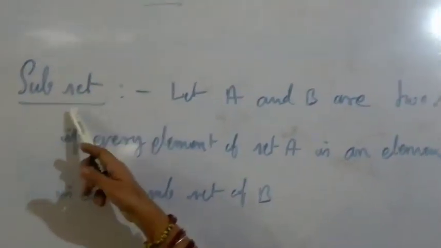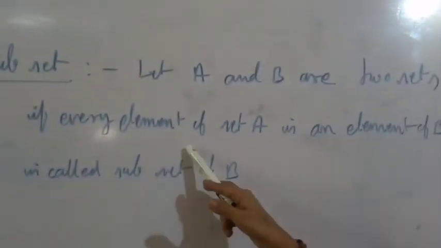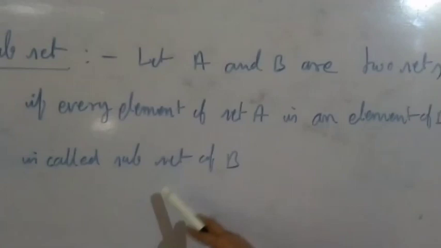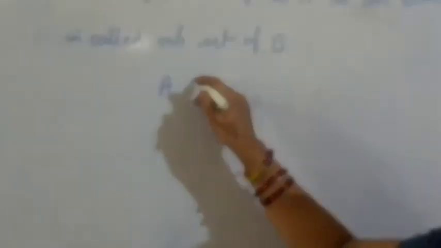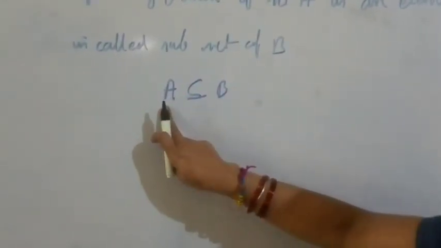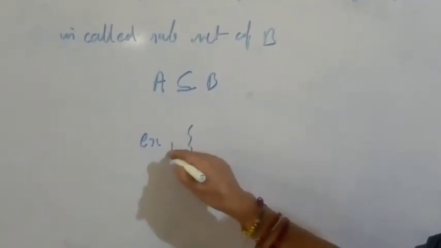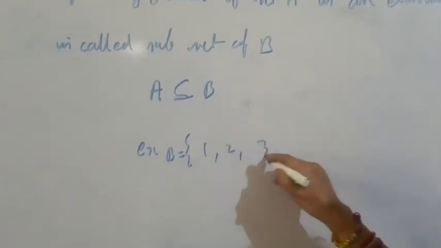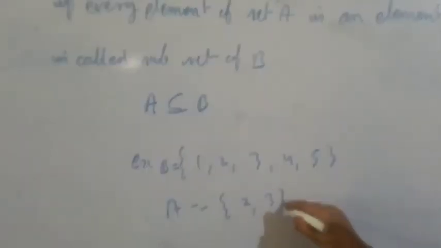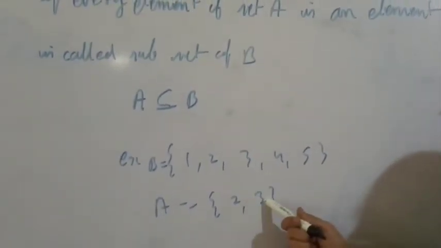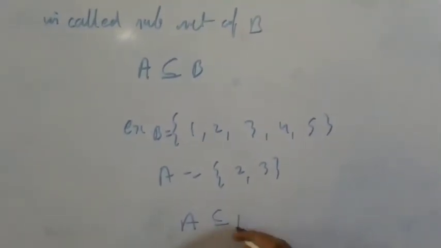Subset. Subset means, let A and B be two sets, if every element of A is an element of B, then A is called a subset of B. And the notation of subset: A is a subset of B means every element of A should be in B. For example, B is {1, 2, 3, 4, 5} and A is {2, 3}. The elements of A, 2 and 3, are in the set B, so A is a subset of B.